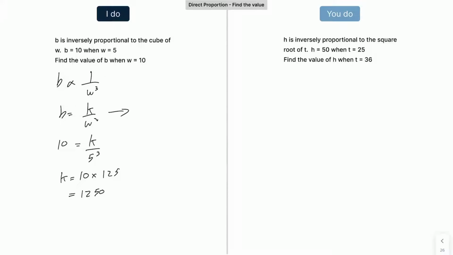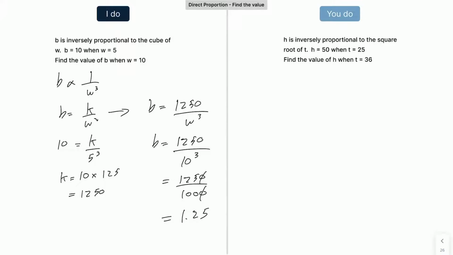And now if I sub that into here, we can say that b is equal to 1250 divided by w cubed. And so now the question is saying find the value of b when w is 10. So b is equal to 1250 over 10 cubed, which is 1250 over 1000. We can cancel the 2 zeros out, or we can just go ahead and write the decimal out as 1.25.